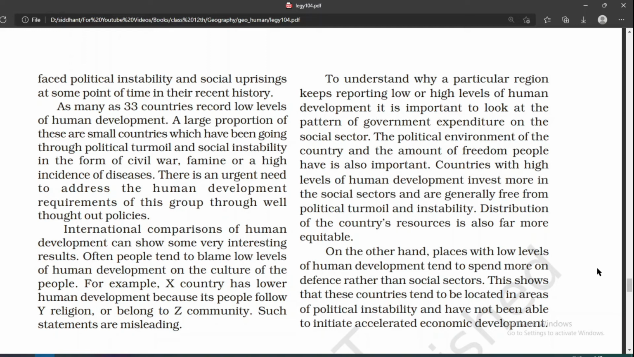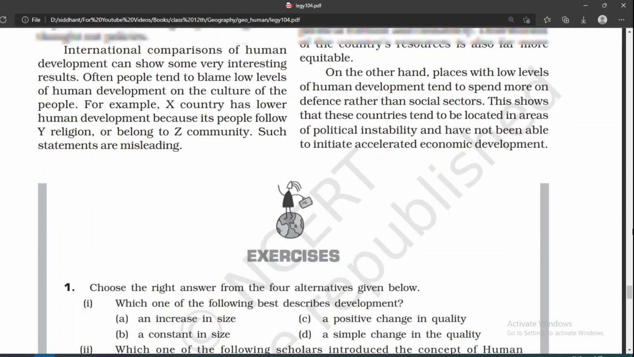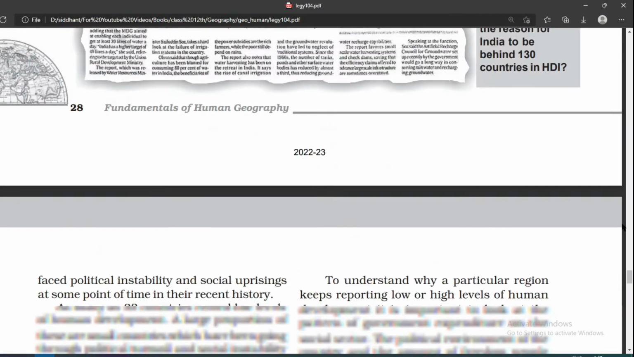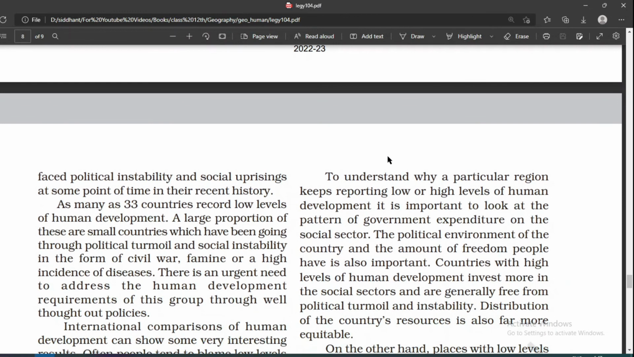International comparison of human development can show some very interesting results. Often, people tend to blame a low level of human development on the culture of people. For example, country X has lower human development because its people follow religion Y or belong to community Z. Such statements are misleading.